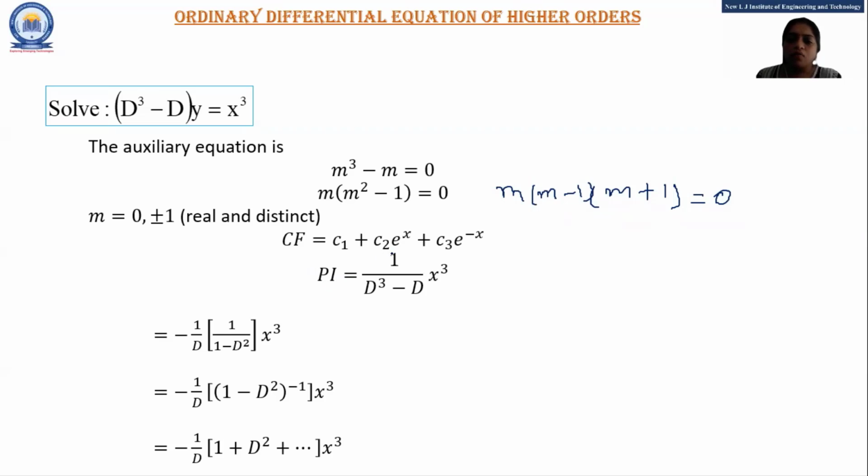For PI, 1 upon function of D. Function of D is what? The multiple of y. So the multiple of y is D cube minus D. Okay, so 1 upon function of D into x cube.